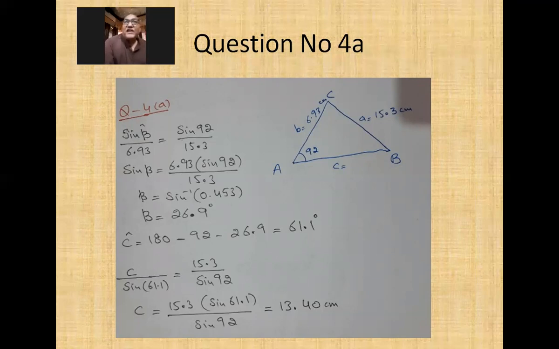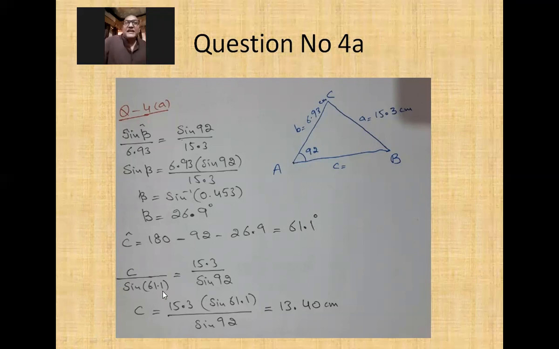So now we can find the angle C. We know the 2 angles already. So the angle C will be equal to 180 minus 92 minus 26.9, and that will be 61.1 degree. So once you know the three angles, I can find the third side, which is unknown. So the side c divided by the sine of angle C, the angle C I know is 61.1.